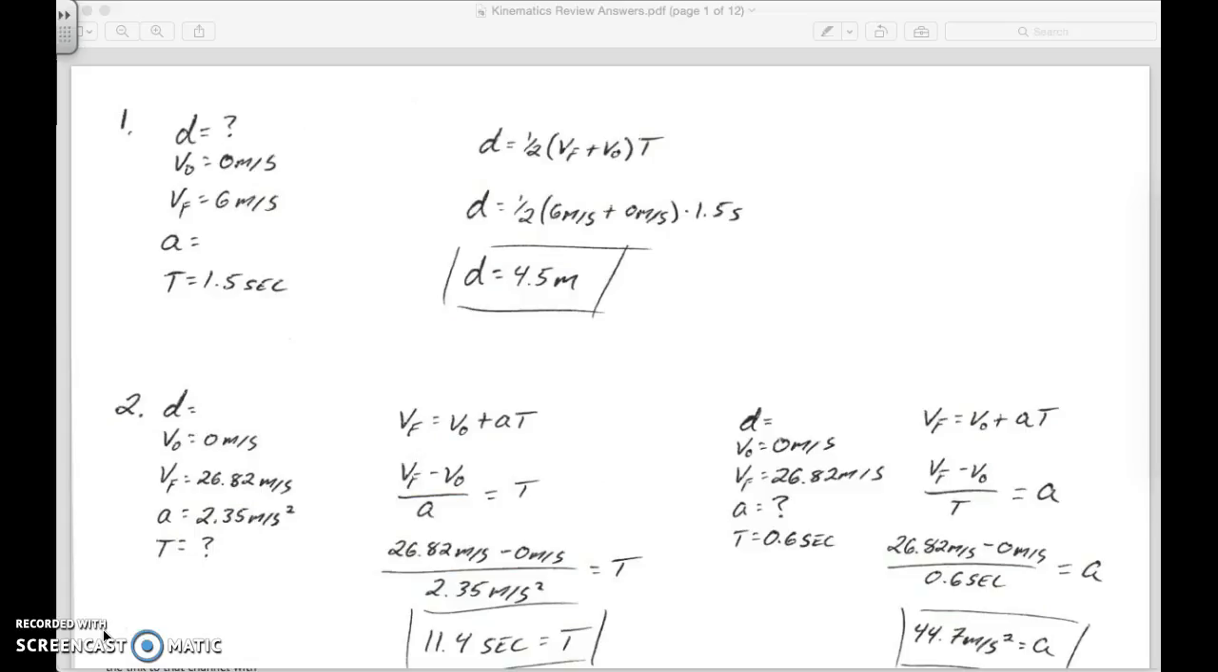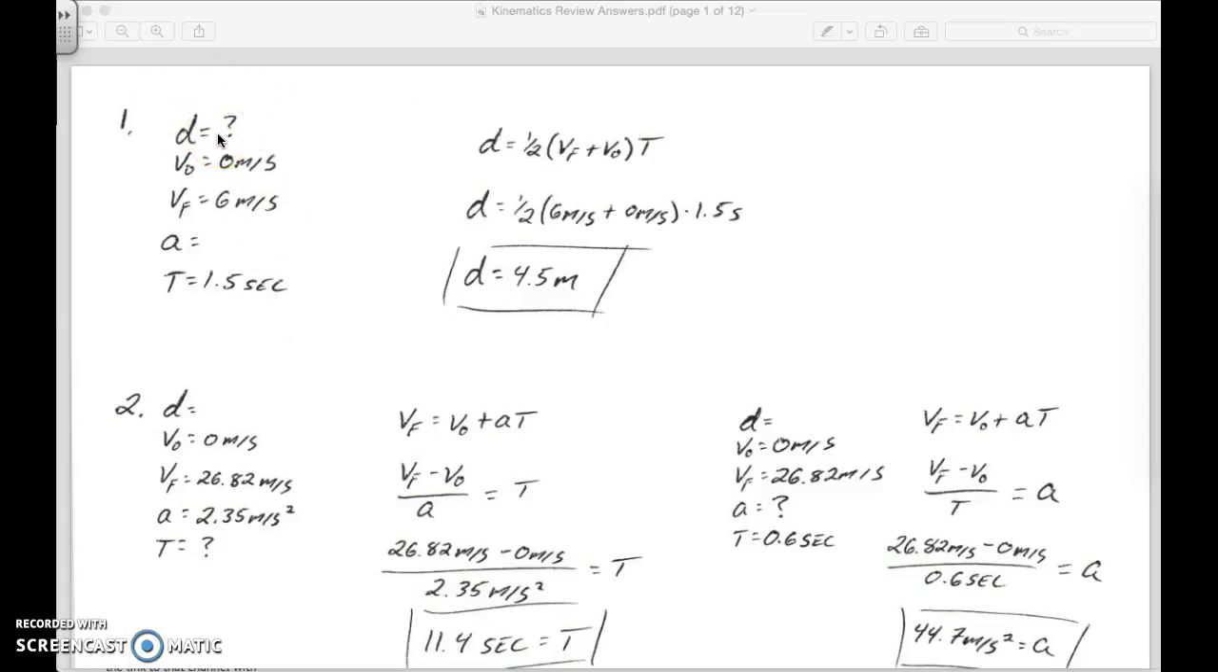Number 1. In getting ready to slam dunk the ball, a basketball player starts from rest. That means the initial speed is going to be 0 meters per second. And they sprint to a speed of 6 meters per second, so that's going to be their final speed, the speed at the end of the problem, in a time of 1.5 seconds. So I've listed all those numbers in the correct spots here. Now, assuming that the player accelerates uniformly, meaning they have a constant acceleration, determine the distance that the player runs. So we're looking for d, so that's my question mark.